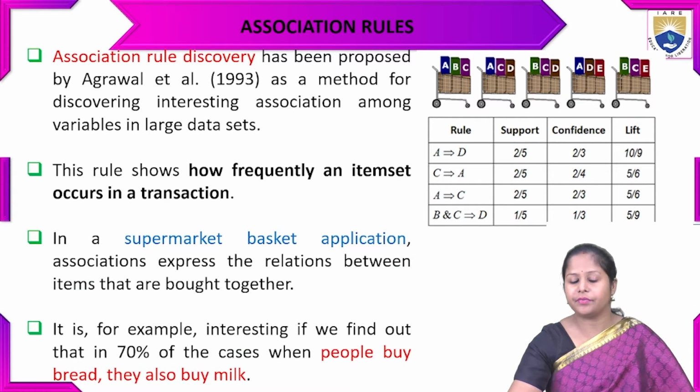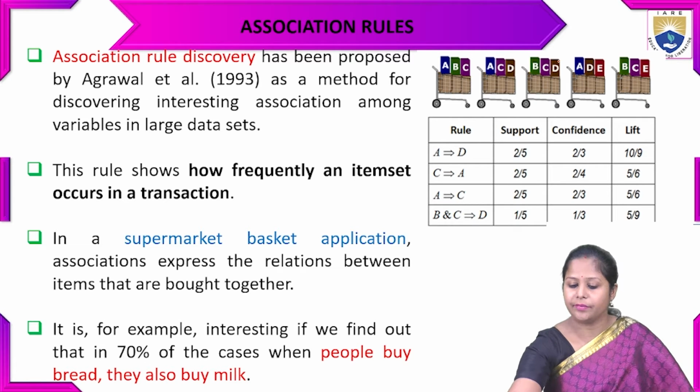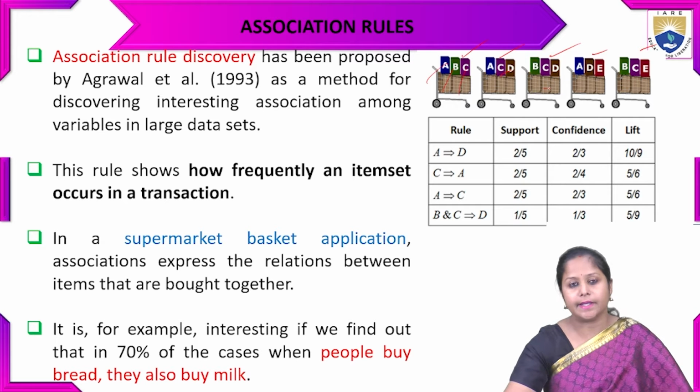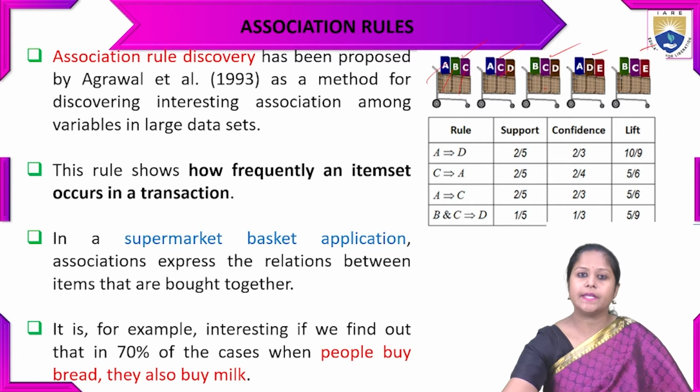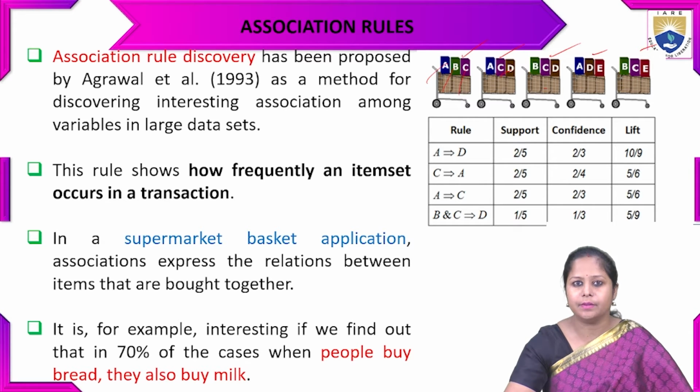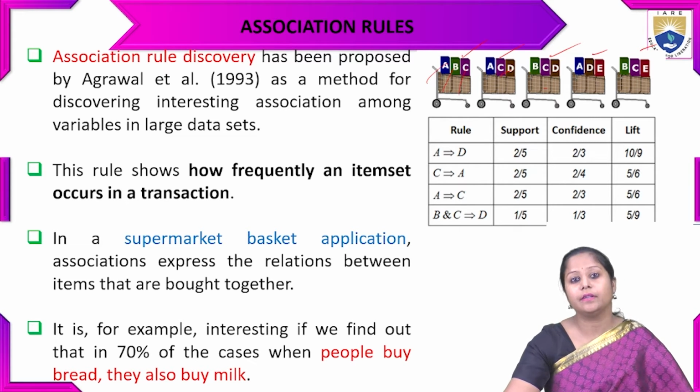In this figure, we can see 5 shopping carts. In those carts, 3 items are there in each transaction: A, B, C in the first cart, A, C, D in the second cart, B, C, D in the third cart, A, D, E in the fourth cart, and B, C in the fifth cart. Based on these different items, we are going to generate the rules.